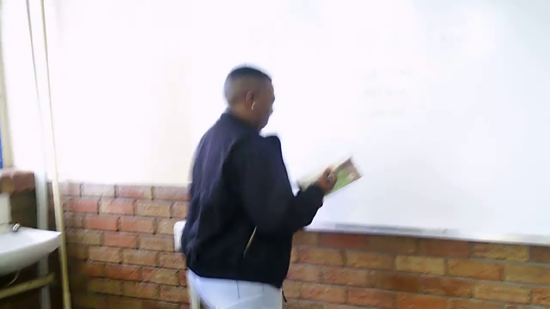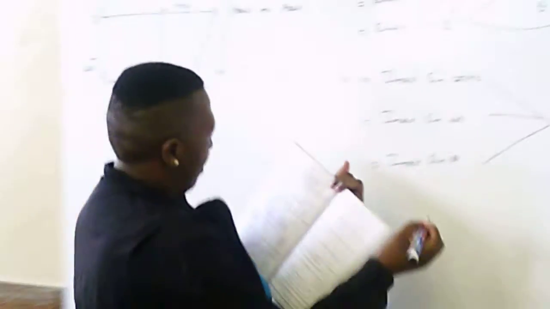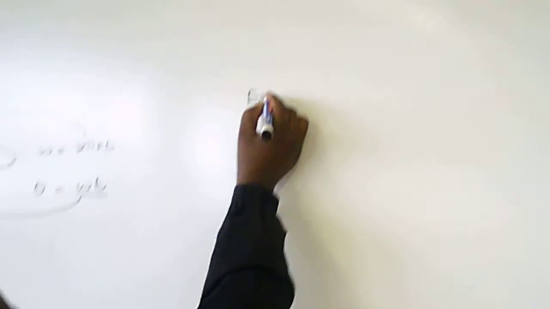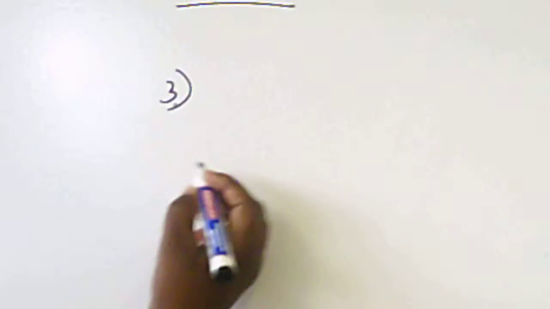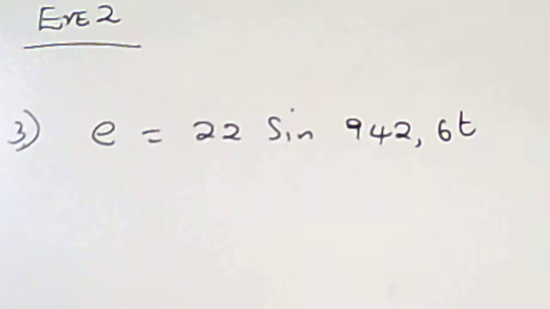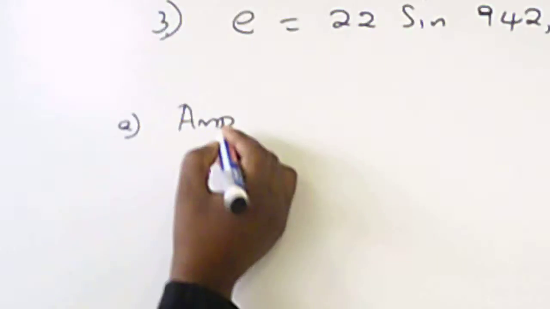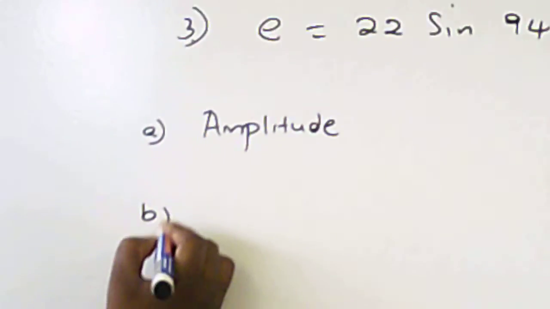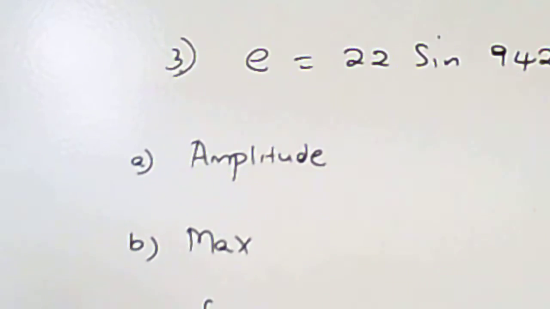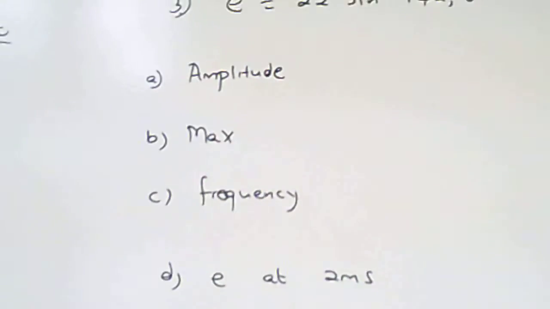From our exercise here, it is exercise 2, number 3. They say E is 22 sine 942.6 t. And the questions: the first question, calculate the amplitude. Second, the maximum and the frequency. And D, E at 2 milliseconds. How will I calculate the following?